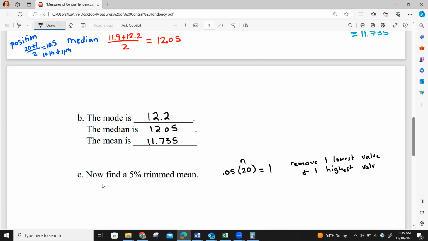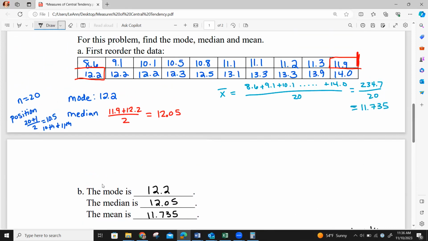So technically, you're actually trimming off 5% off the bottom and off the top. You're doing an equal trimming. So even though it's a 5% trimmed mean, that's 5% off of each end. So you're really finding the mean of the 90% that was in the middle. That's a little tricky on how they word that. So I'm just going to go back up here and we're going to mark off 8.6 and 14.